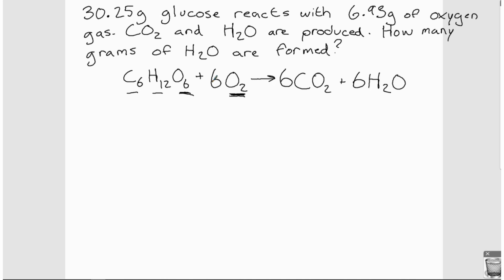Once we have this balanced chemical equation, our problem gets a little bit more simple now. We're going to take a look at our reactants, and we're going to figure out which one is considered the limiting reactant. Now, the limiting reactant is the one that controls how much of your products are formed. So we got to figure out which of these, glucose or oxygen gas, is our limiting reactant. And all we know is that we have 30.25 grams of glucose and 6.93 grams of oxygen. So how can we determine the limiting reactant?